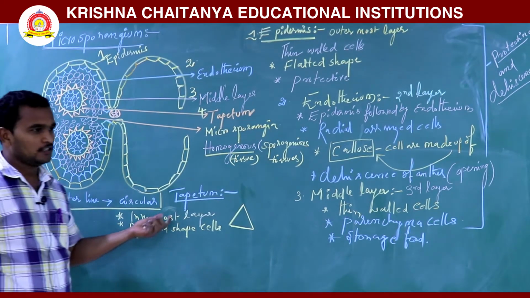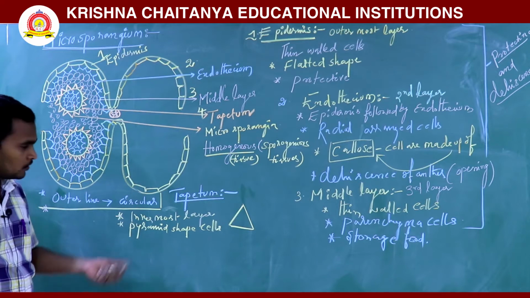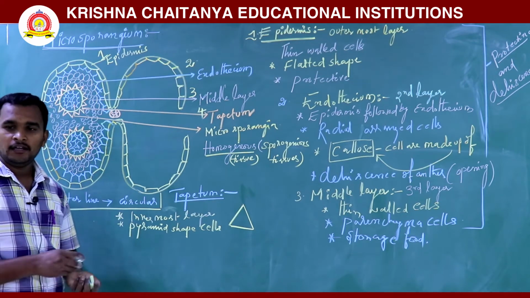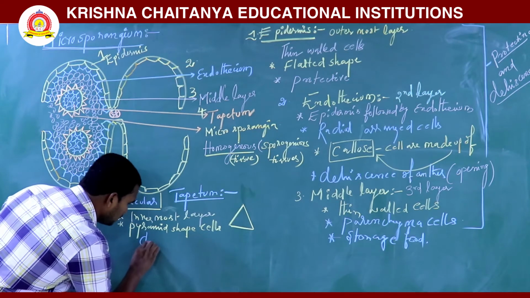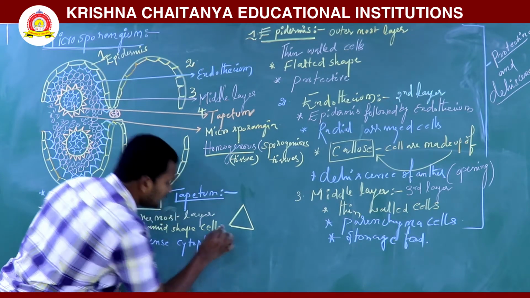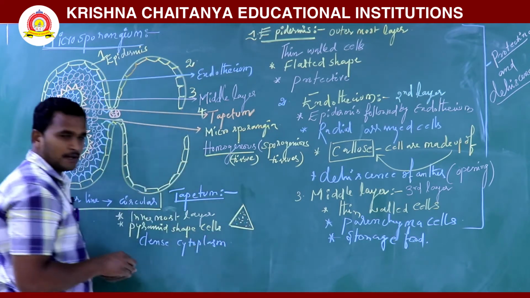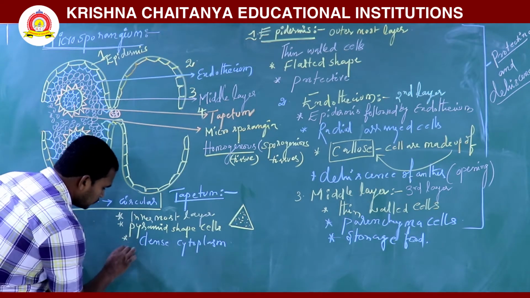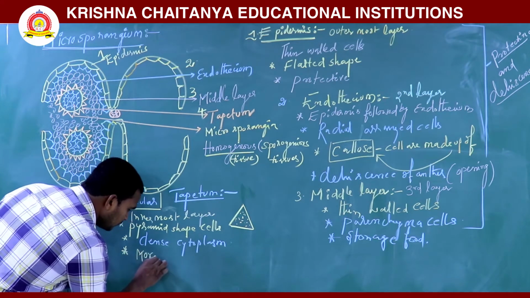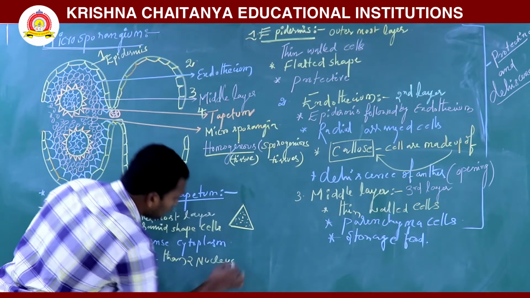The tapetum is the innermost layer, the last layer, made of pyramid shaped cells containing dense cytoplasm. It contains more than two nuclei.